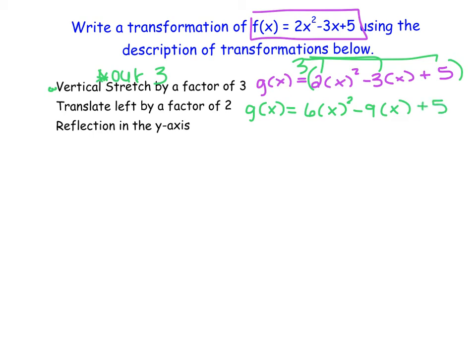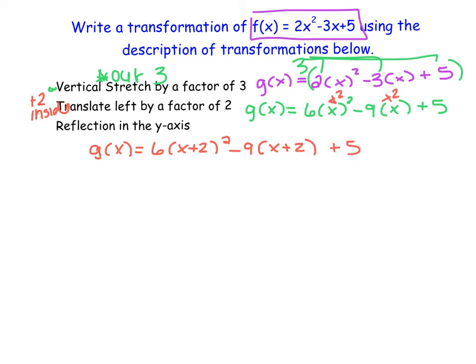So then we're going to translate left by a factor of 2. So remember, this is going to work the opposite of what I expect. So it's going to add 2 because we're moving in the negative direction. And that's going to go inside with x. So I'm going to add 2 in here and add 2 in here. So this does become a little bit more complicated here. So here we have g of x is equal to 6 times (x plus 2) all squared minus 9 times (x plus 2) plus 5.